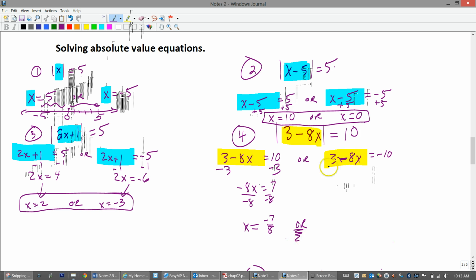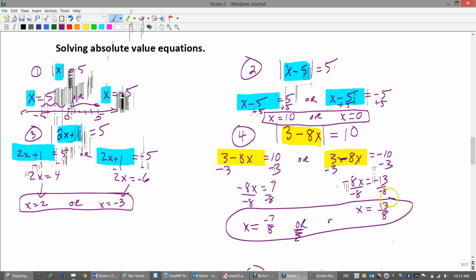keep going. On the other one, minus 3, you get negative 8x equals negative 13. Divide by negative 8, divide by negative 8. Get x equals 13 over 8, and neither of those reduce. Those are two answers.